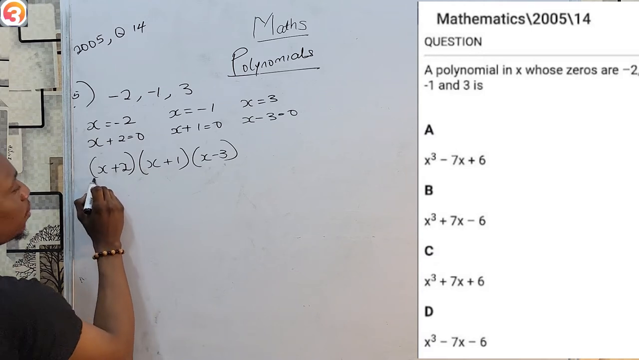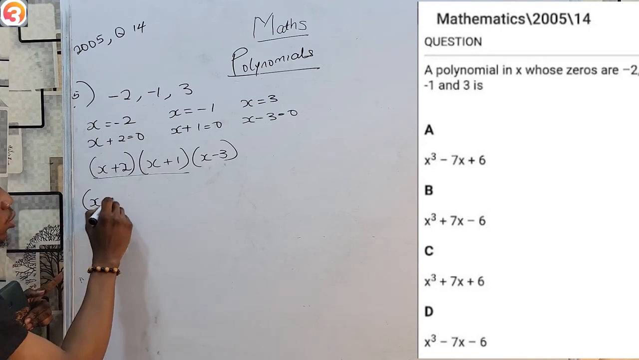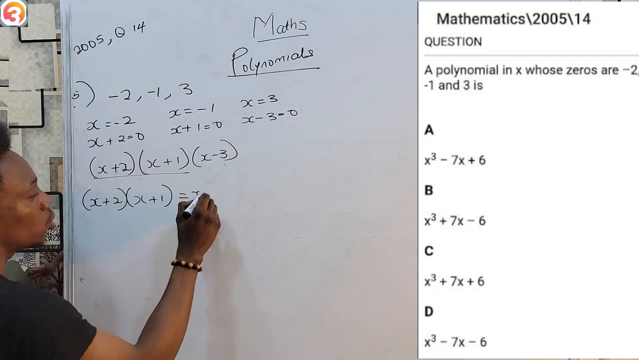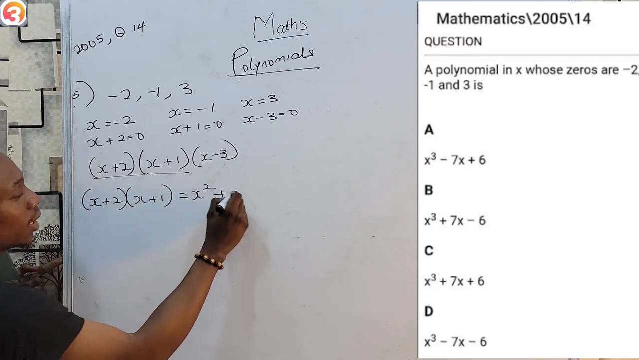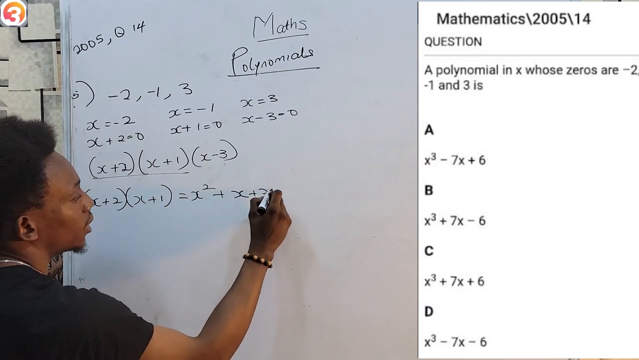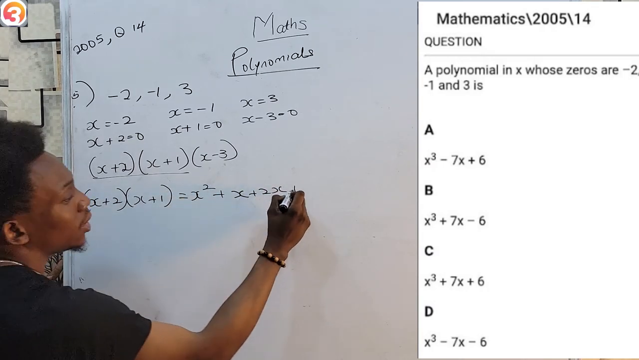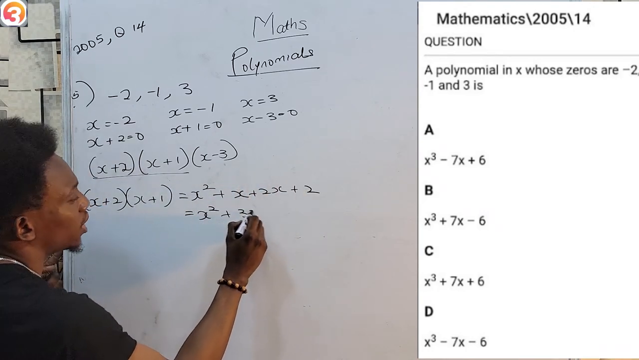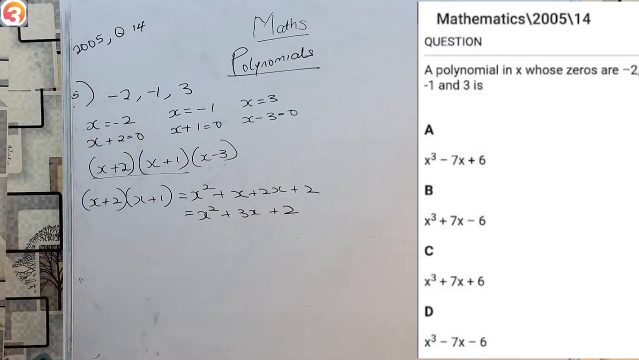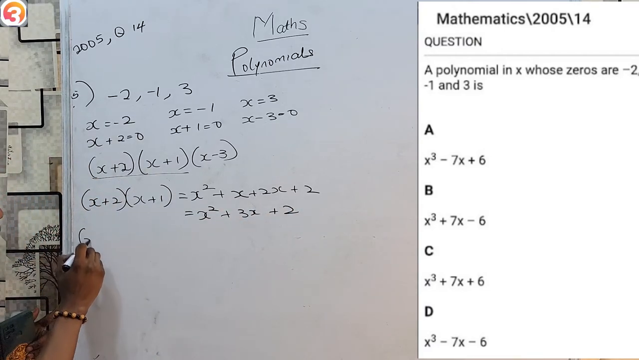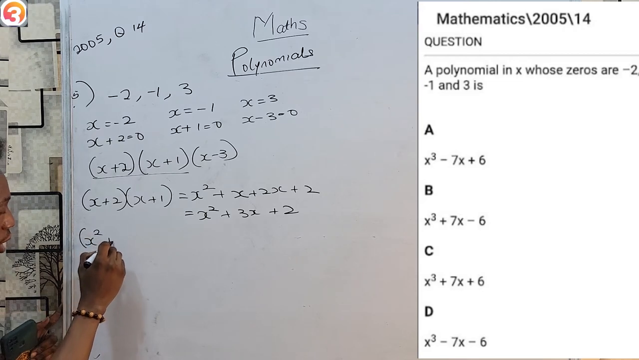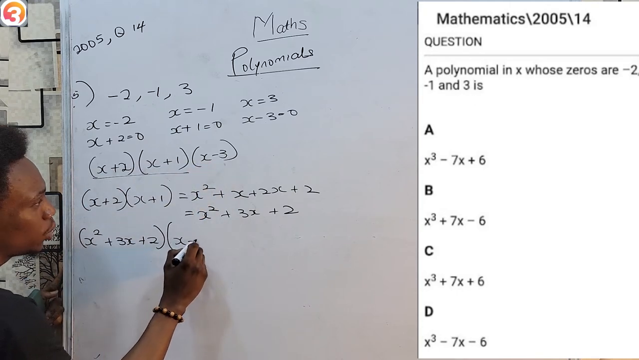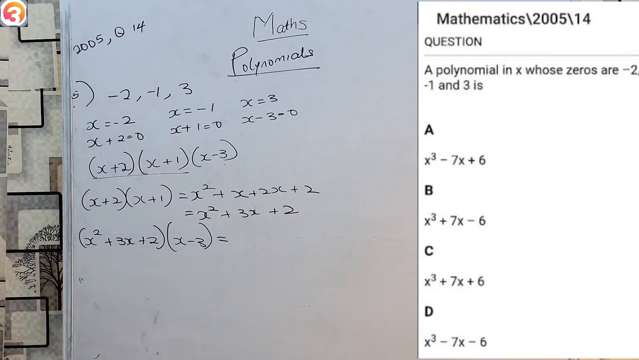But as usual, I will multiply step by step. Let's start with x plus 2 times x plus 1. x times x is x squared. x times 1 is x. 2 times x is 2x. And 2 times 1 is 2. Giving me x squared, x plus 2x is 3x, plus 2. So I've multiplied the first two. And I'll then use that answer, which is x squared plus 3x plus 2, to multiply the last factor, which is x minus 3. So let's do it.